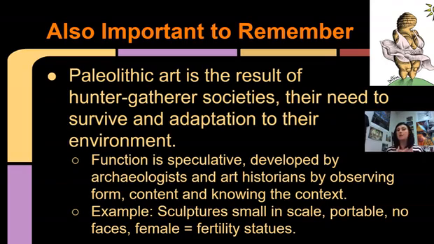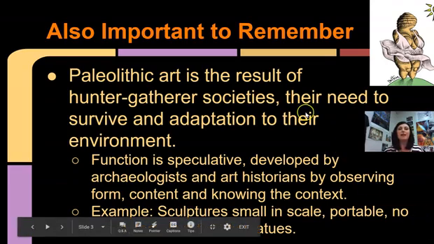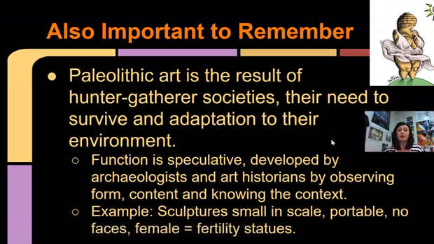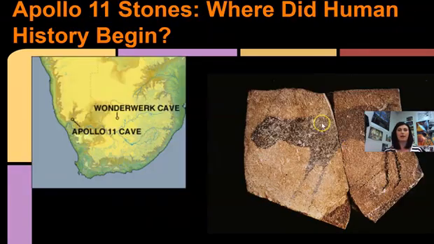In terms of the function of these works of art, because we don't have writing, we don't 100% know what it's about. But what we know about the context at the time, that these were nomadic hunter-gatherers, can really help us infer what they were for. For example, we know in Paleolithic times there's no large-scale architecture really, with some exceptions, which we have only recently found. And we also know that their statues are going to be very small and portable so that they can take them with them as they move around.